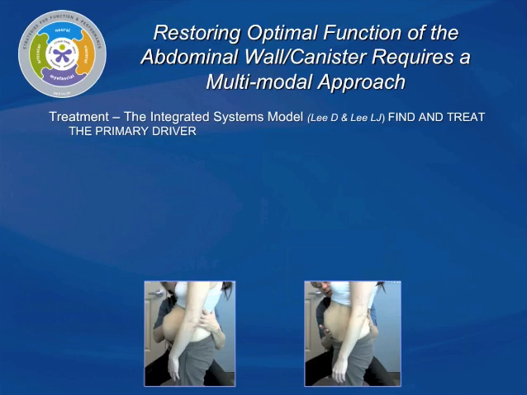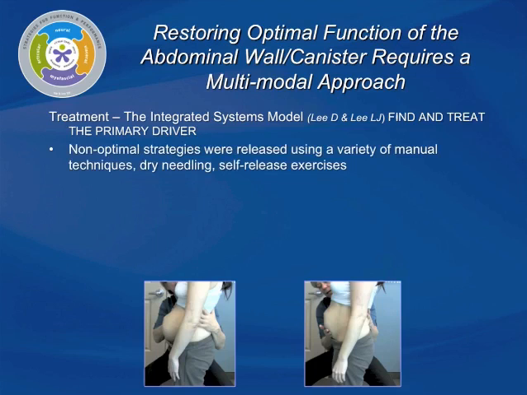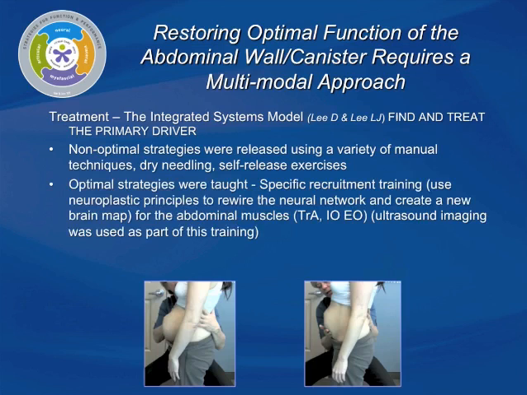So all women were then treated with the integrated systems model. They were given 4 to 6 weeks of treatment in which we found and treated the primary driver, which was highly variable for all of them. And their non-optimal strategies were released using a wide variety of manual techniques and self-release exercises, dry needling, ball rolling, etc. And then optimal strategies were taught, doing specific recruitment training using neuroplastic principles to rewire the neural network and to create a new brain map for all of the muscles of the core, basically, for all the muscles of the abdominal canister.